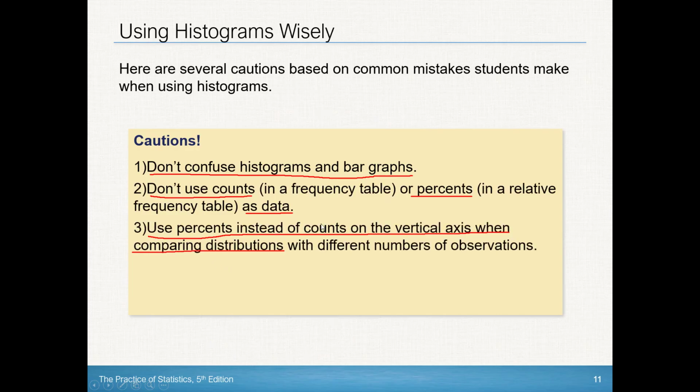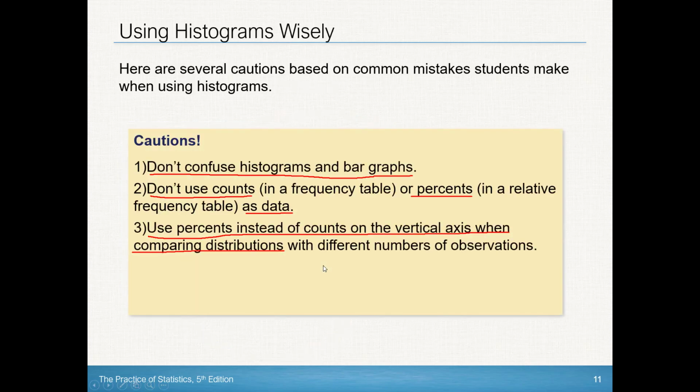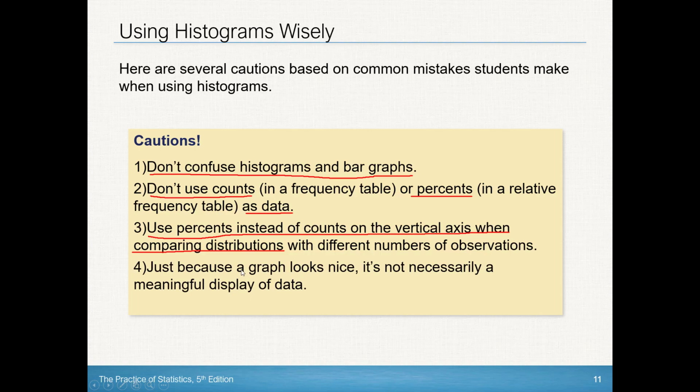And then use percents instead of counts on the vertical axis when comparing distributions. So instead of putting the counts like they did here, it might be more useful to put it as percents, especially when you're going to compare it versus another data set. Okay. So when comparing distributions, let's write that. This last one we don't need to write, but just because a graph looks nice, it's not necessarily a meaningful display of data. Okay. And that is true. All right. So keep all these things in mind with histograms.